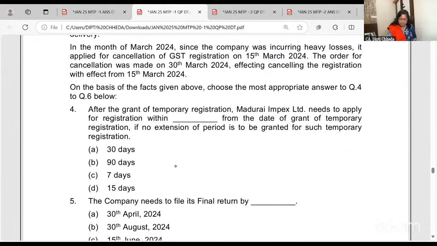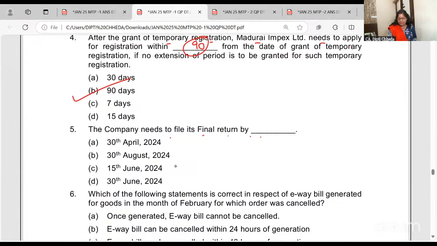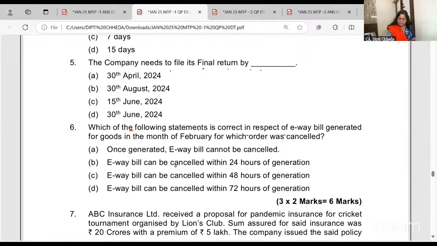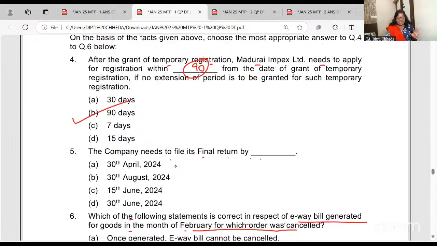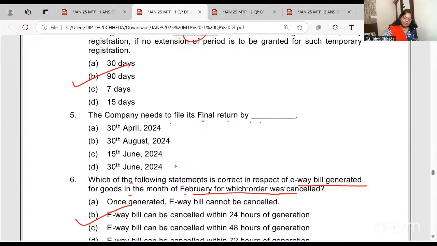Okay, let us first check the question. After grant of temporary registration, he needs to apply within 90 days. This is the straight answer without reading. And the company needs to file the final return. Yes. Which of the following statements is correct? E-way bill generated for goods in the month of February for which the order was cancelled. You know, you have generated an e-way bill, you cannot cancel it. But if the order was cancelled, you can cancel it within 24 hours. This is how easy these MCQs are. Without reading the unseen passage also you can answer. So when you want to speed up, कि अब जल्दी जल्दी पेपर खत्म करना है, you can go for this, right? Okay. Yeah. 2 minutes.